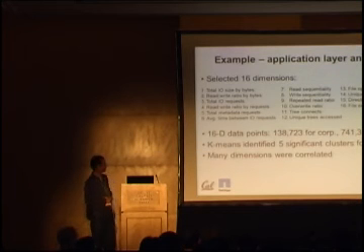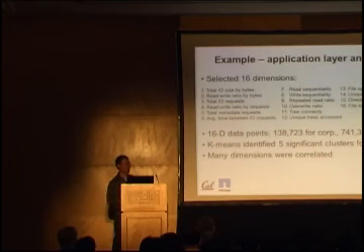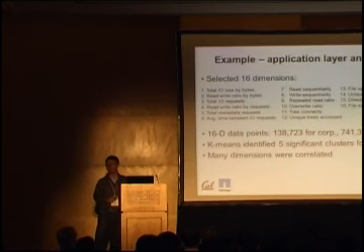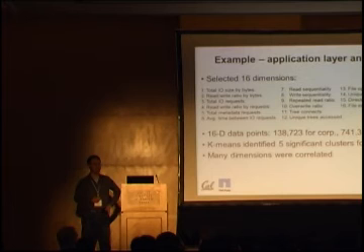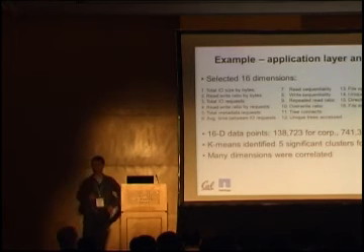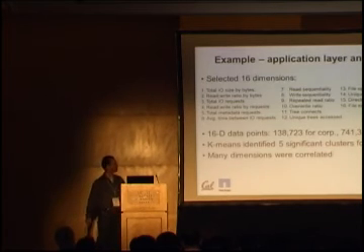Doing so gives us 16-dimensional data points and on the order of hundreds of thousands of application instances for each trace. Now, k-means helped us identify 5 clusters, significant clusters, for each of the traces. The method we use to choose 5 clusters, again, is a standard statistical method, and you can read more about it in the paper. Many dimensions were still correlated.